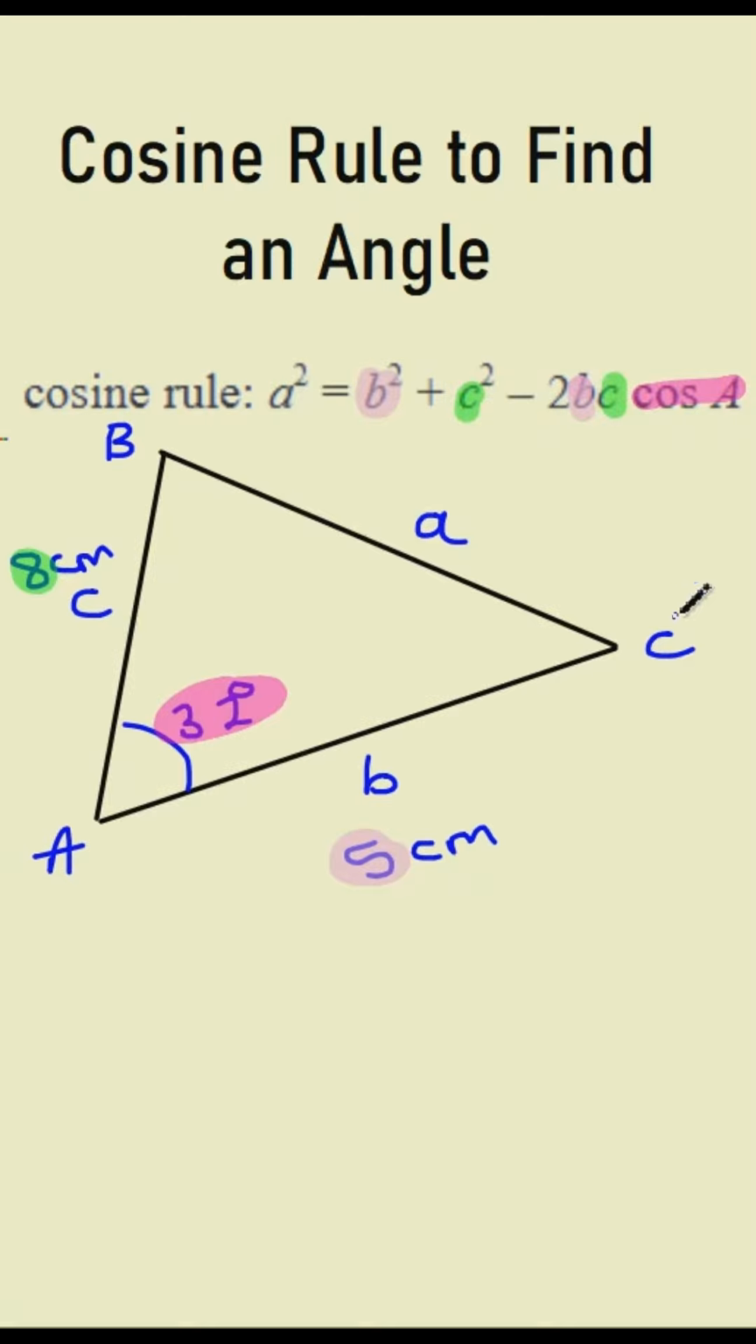However, what do you do when we're trying to find A? We're trying to find angle A. If you're given the three sides, but you don't know what A is, now we need to rearrange it to say cos A equals, and this is how we do it.